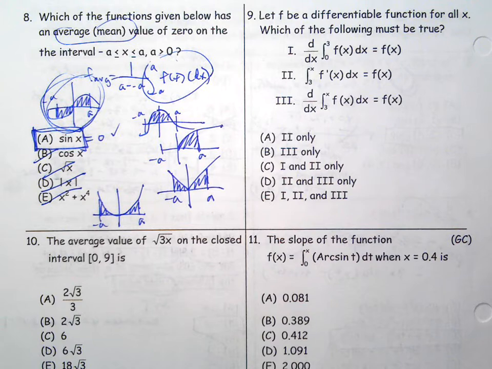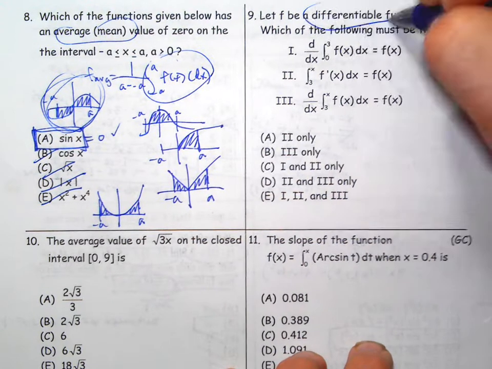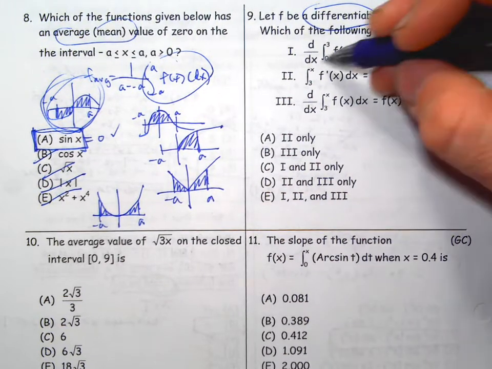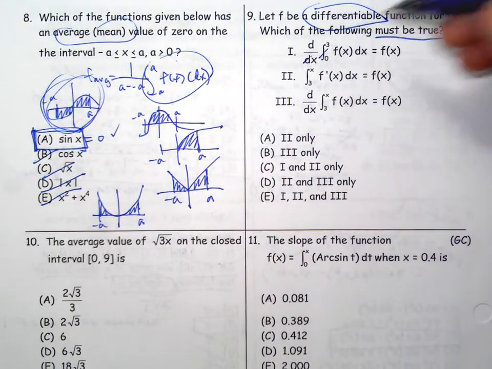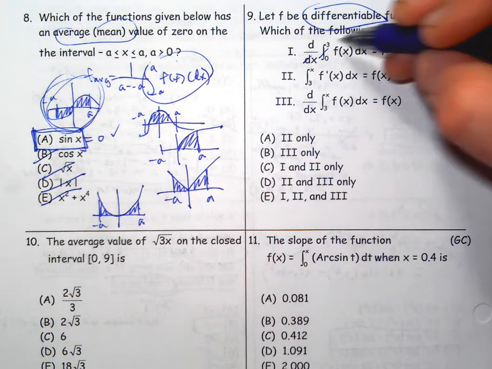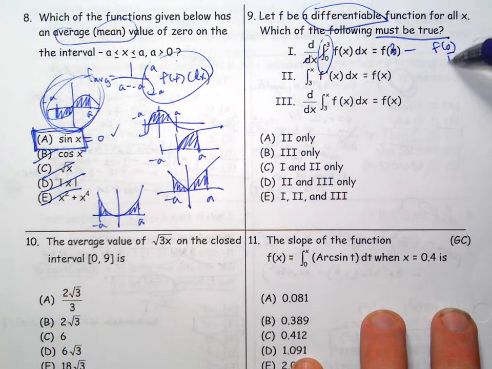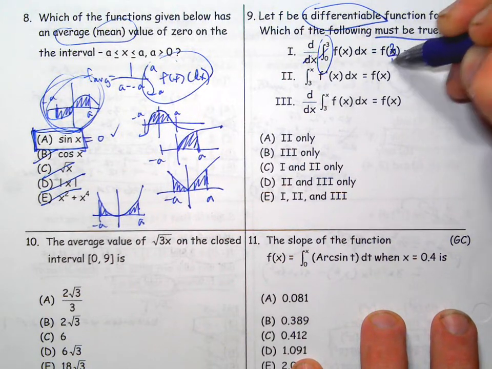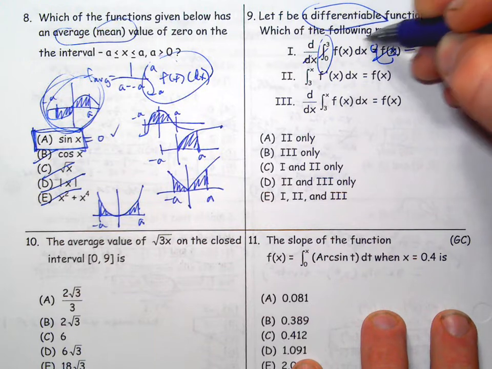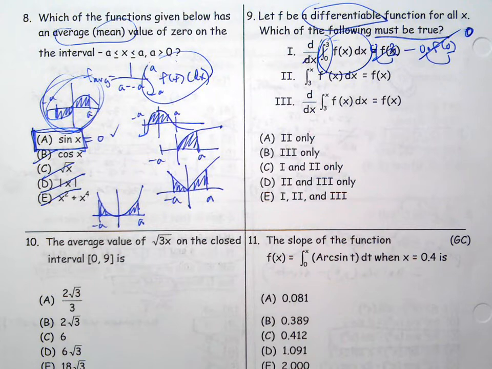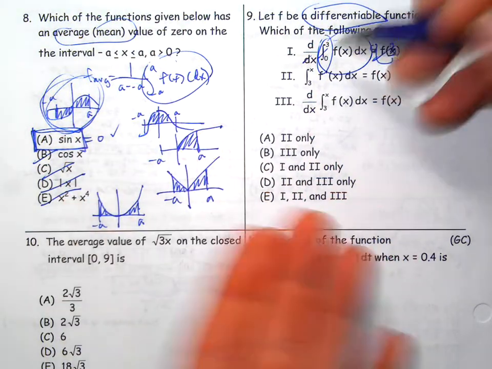Number 9, let f be a differentiable function. That means its derivative exists everywhere, which means that the original function is continuous and exists everywhere. It's a smooth graph. Which of the following must be true? If you take the derivative of the integral, you get f of x. With 0 and 3, now you get f of 3 minus f of 0, but then you got to multiply by the derivative of what you plugged in, which means that this actually equals 0, which kind of makes sense. If you integrate something, a definite integral, you're going to get a number, right? And then you take the derivative of the number, it's going to be 0.